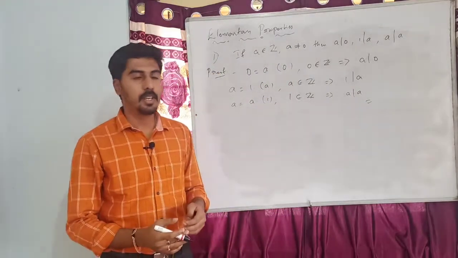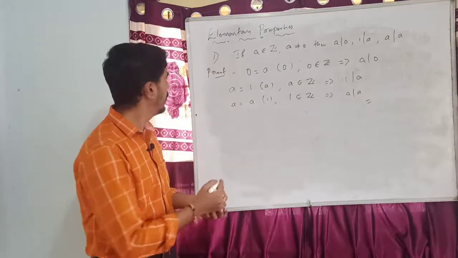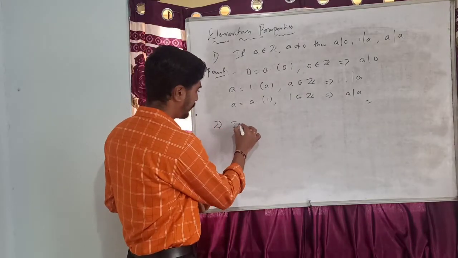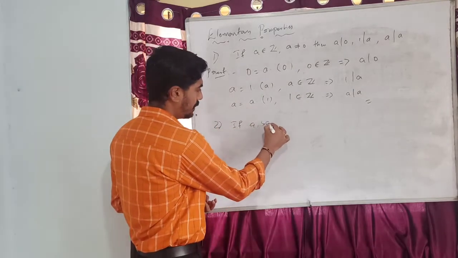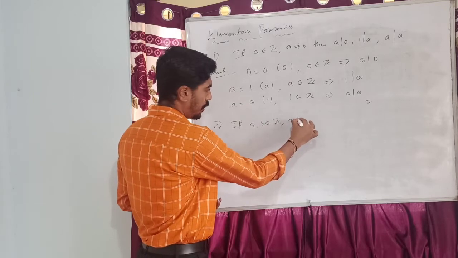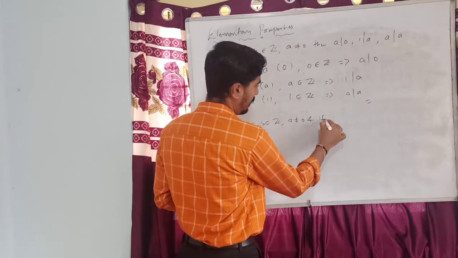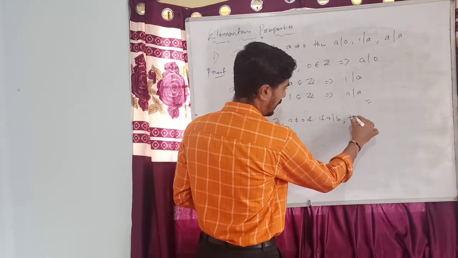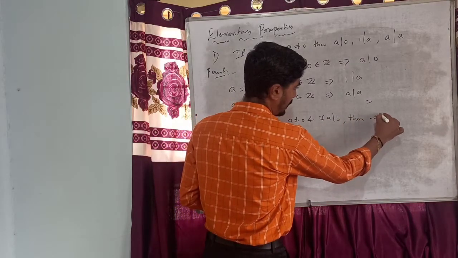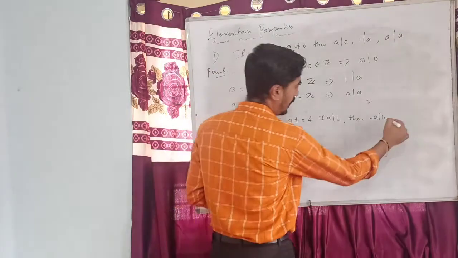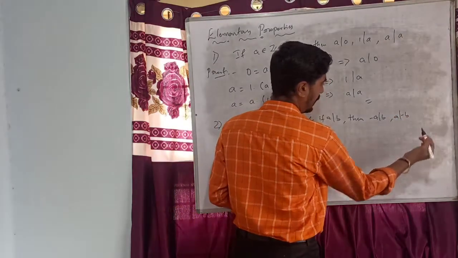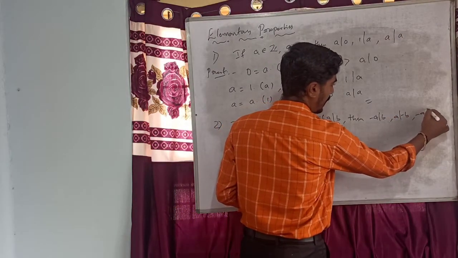Now let us prove the next property. If A and B are integers such that A not equal to 0, and if A divides B, then minus A divides B, A divides minus B, and minus A divides minus B.